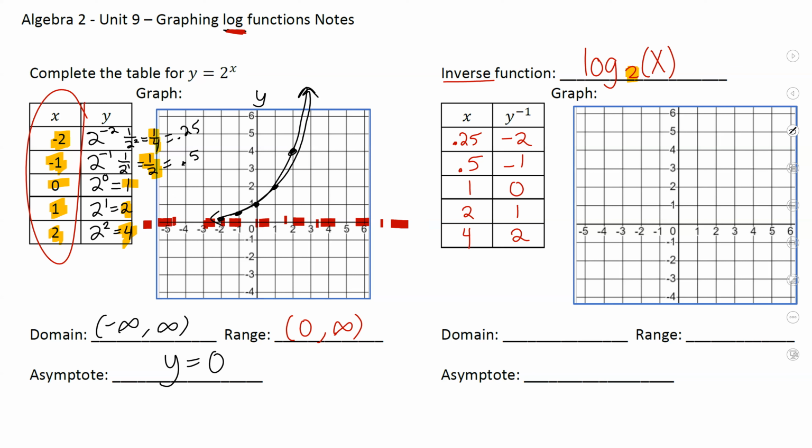And let's graph this. So the x-axis at 0.25 is right here, and it's at -2. So right there is the point. 0.5 on the x-axis is right here, halfway between 0 and 1, and that's at -1. 1, 0 is right here.